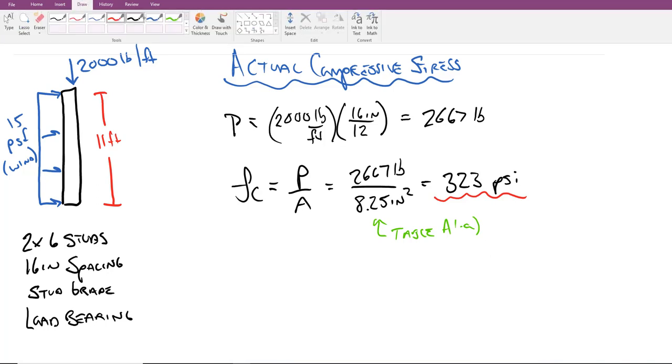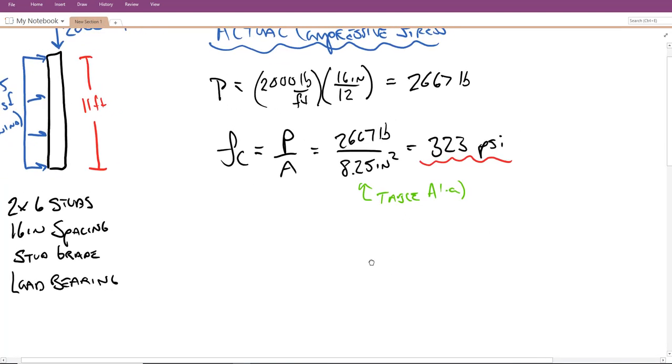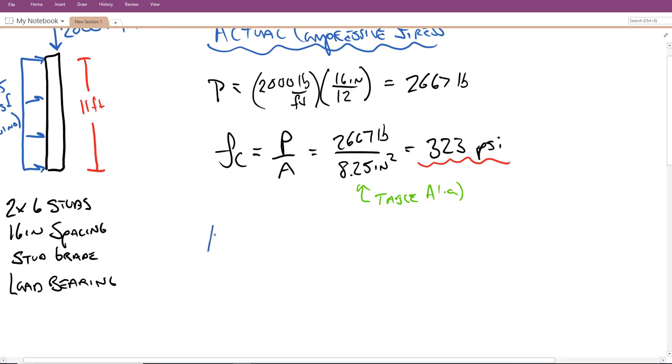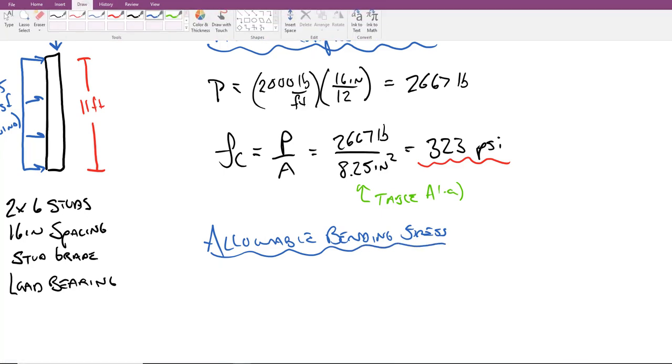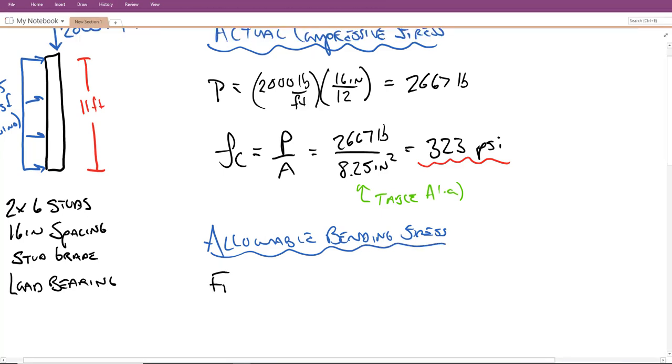I'm going to just keep scrolling down and we'll keep solving here. I think we're in a good spot. Let's next do the allowable bending stress. This is the baseline bending stress multiplied by all the adjustment factors that we have required. And so for this problem right here, I've got F sub B prime is equal to my baseline value multiplied by my duration factor multiplied by the size factor.